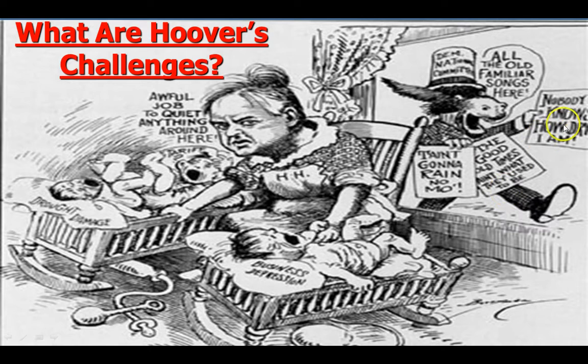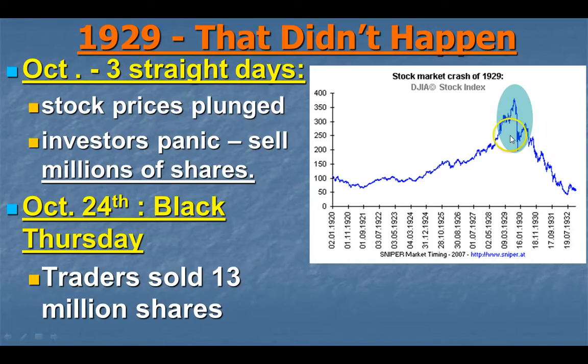The 20s are gone. Nobody knows how dry I am. This doesn't refer to the drought. This refers to the country being dry, prohibition. And this is going to be an issue coming up.